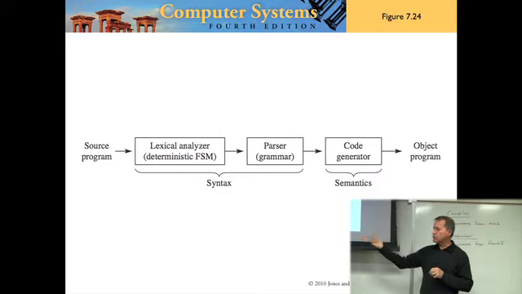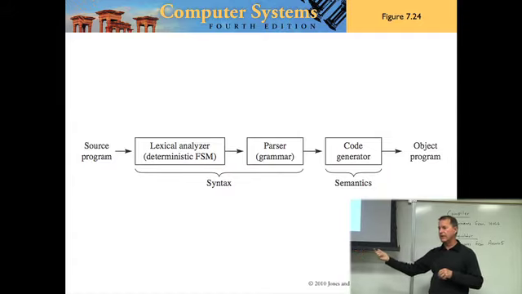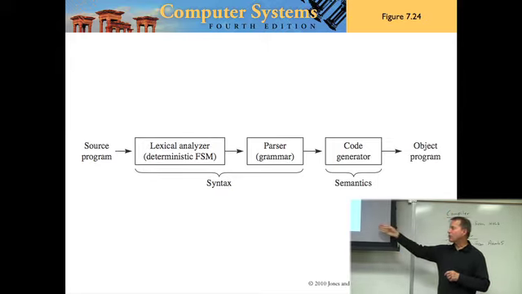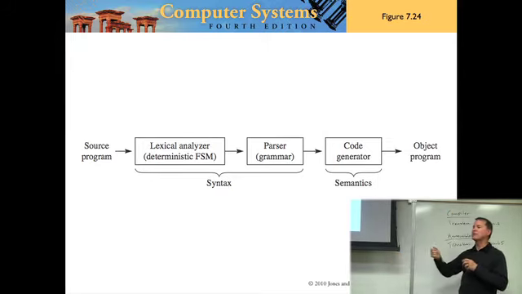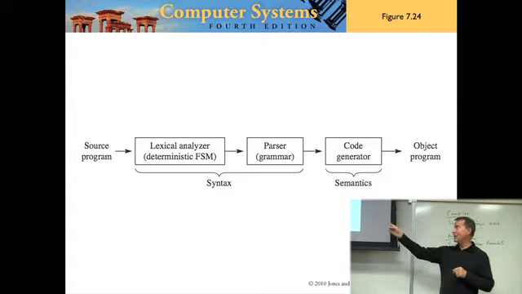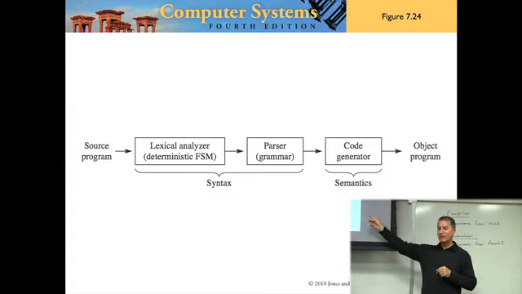So the input to the lexical analyzer is going to be a string of characters from the terminal alphabet. The output will be a stream of tokens. And then for the parser, the input will be a stream of tokens, and the output will be yes, it's correct, or no, it's not. And if it is correct, then it will generate code.